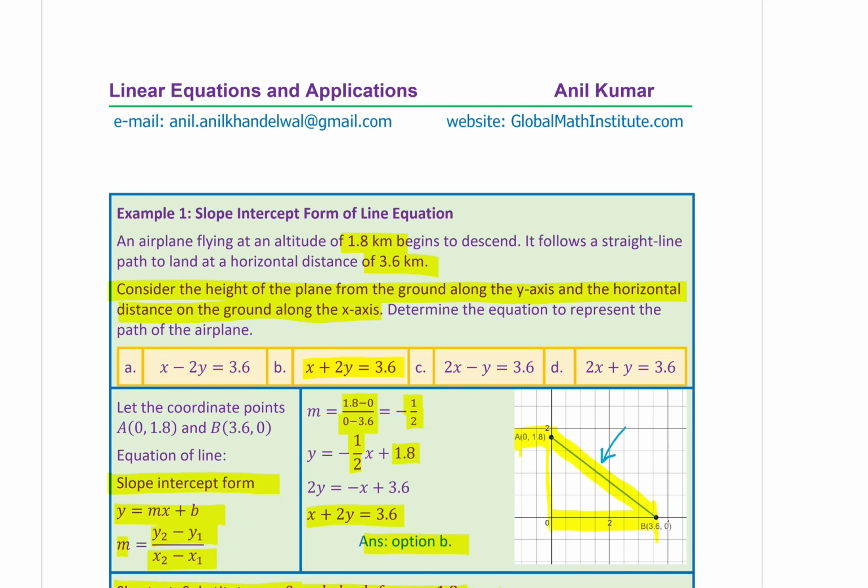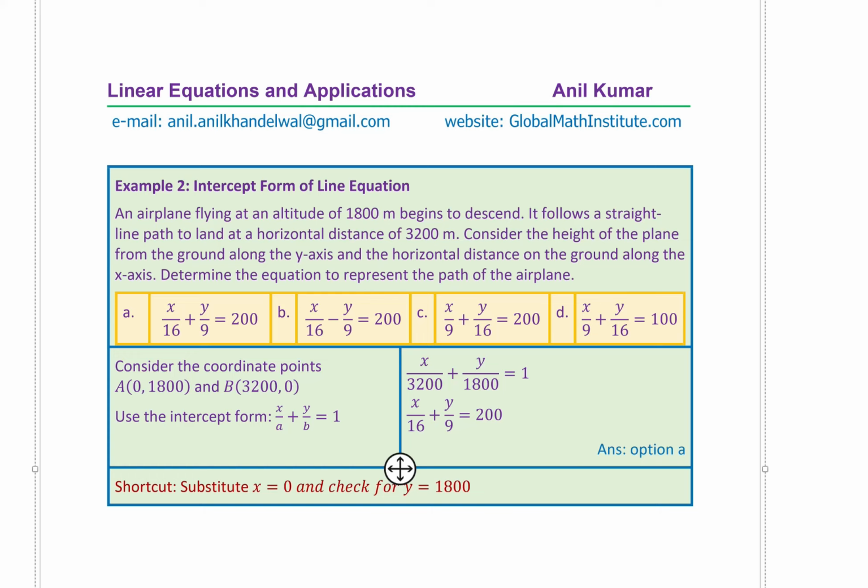Now let's take another example, which is example 2, very similar to the one which we took last time. The only idea here is to use a different formula. Okay, so we'll again use the same condition. However, the intercept form of the line equation will be used this time. The question now is, an airplane flying at an altitude of 1800 meters begins to descend. It follows a straight line path to land at a horizontal distance of 3200 meters. Consider the height of the plane from the ground along the y-axis and the horizontal distance on the ground along the x-axis. Determine the equation to represent the path of the airplane.